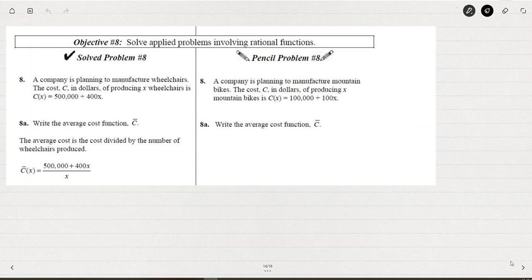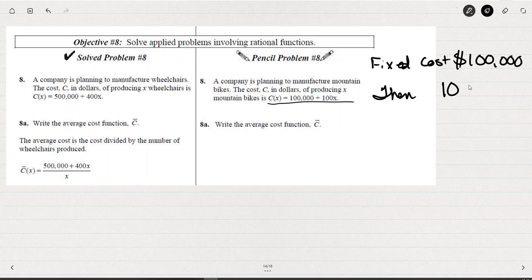Let's try an application that uses rational functions. It's the application of average cost function. So we've got the cost, C in dollars, of producing x mountain bikes is C(x) equals 100,000 plus 100x. What this tells us is our fixed cost is $100,000. So this company needed $100,000 to start. And then it costs $100 per bike. Each bike they manufacture is going to cost $100 more.